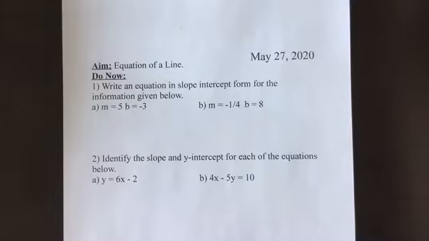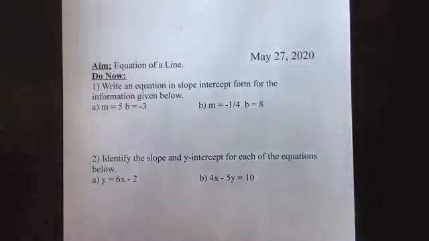This entire lesson is going to be working on writing the equation of a line given different amounts of information. So our whole Do Now is sort of refueling and leading us there. For number one, we're going to write an equation in slope-intercept form for the information given below.